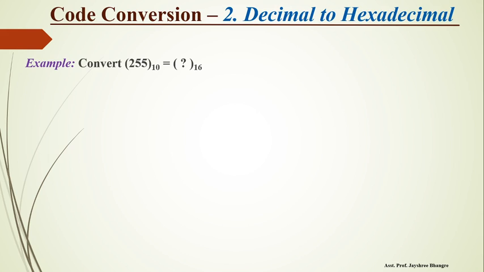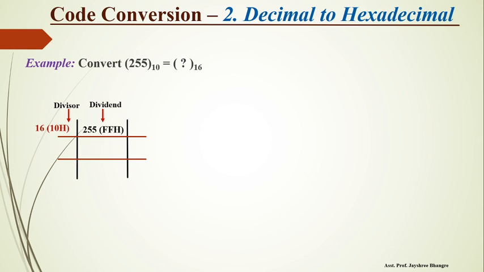Our second code conversion is decimal to hexadecimal. An example is given. We have to convert the decimal number 255 into equivalent hexadecimal. Again, for this conversion the repetitive division method can be used. So here we are writing the dividend, that is 255. Here we are writing the divisor, that is 16, and in the rightmost column we are collecting the remainder. After the first division we get the quotient 15, which in hex is represented as 0FH, and the remainder is 15, that is 0FH.